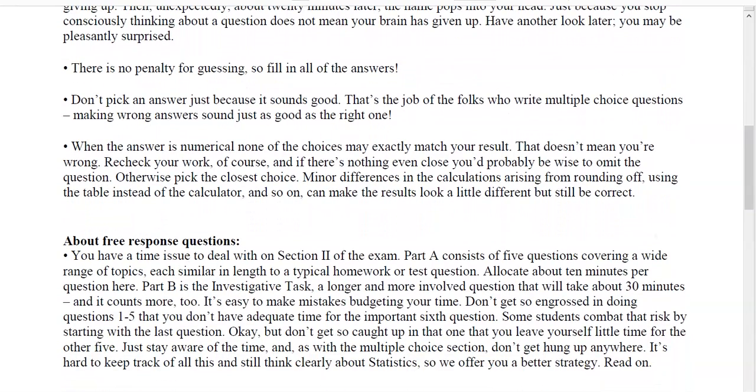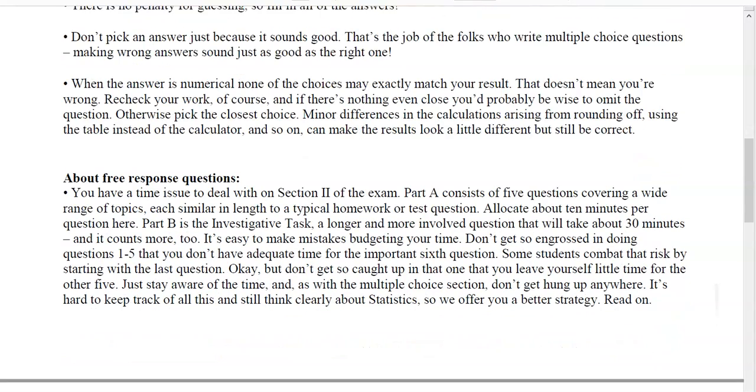If the answer is numerical and you don't get the exact value but get something that's really close, sometimes I would just go ahead and put that after you've checked and made sure that's the best you can do on that problem. Sometimes there are slight differences because of the method of finding the answer, calculator versus table, rounding, and that sort of thing.